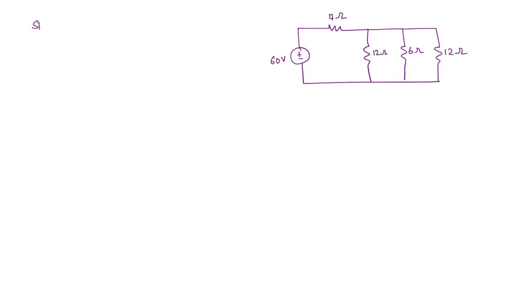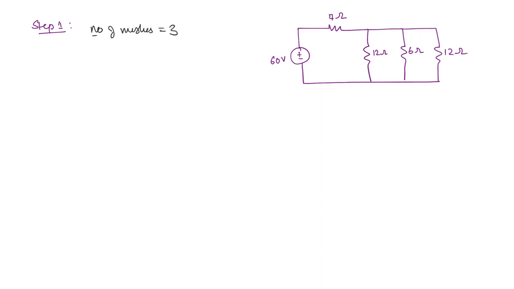The first step was to identify the number of meshes. How many meshes do we have here? So this here is one mesh, and this is one mesh, and this is another mesh. So you have 3 meshes here. Number of meshes is equal to 3.